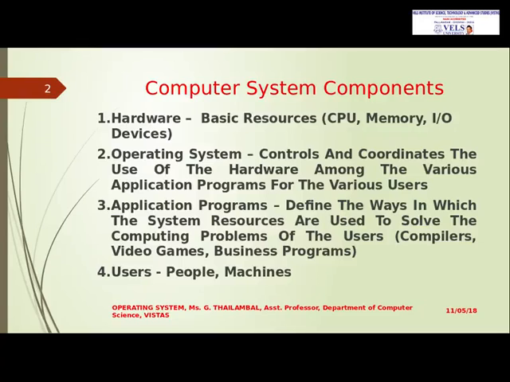The components of a computer system are basically hardware, operating system, application programs and users. So what is hardware? All the basic resources we are using in a system are called hardware: CPU, memory and input-output devices. And what is an operating system? The operating system is going to control the user, the application program and the hardware, and it is going to coordinate with all the users.